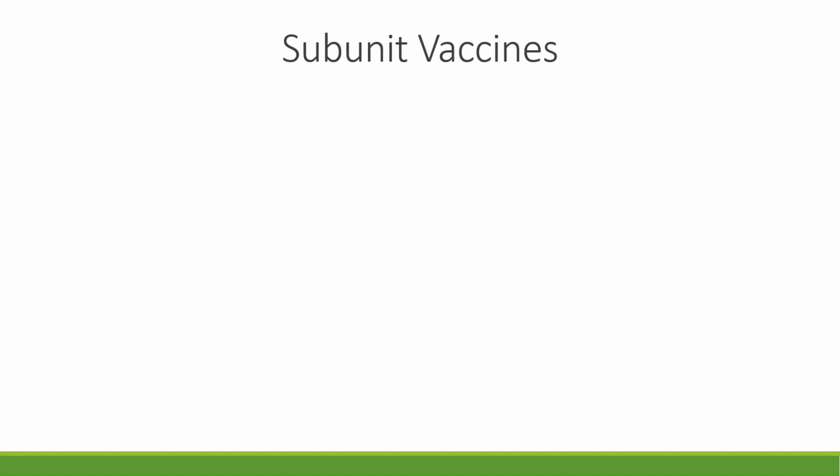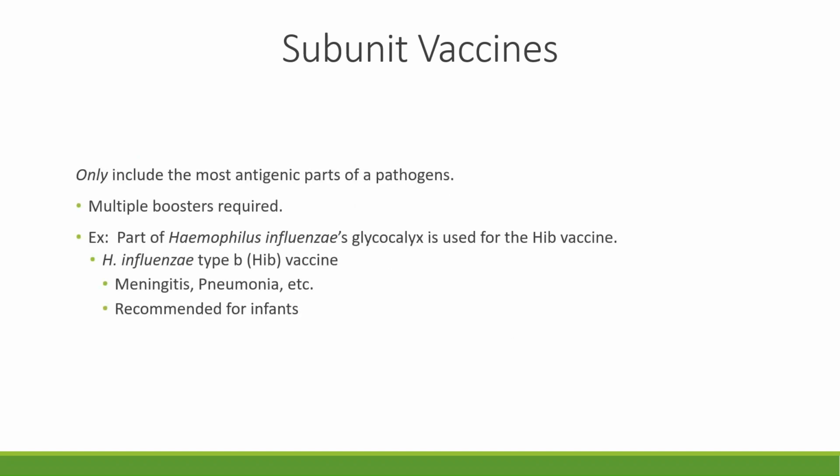Finally, we have subunit vaccines. These contain only the most antigenic parts of a pathogen rather than the whole organism. Because they use only the key components, multiple booster doses are required to maintain immunity. An example is the H. influenzae type B or Hib vaccine, which uses part of the Haemophilus influenzae's glycocalyx to stimulate an immune response. The Hib vaccine helps protect against serious infections like meningitis and pneumonia, and is recommended for infants as part of their routine immunization.